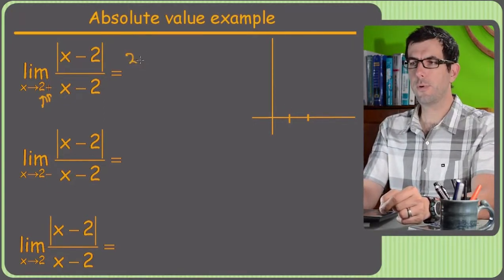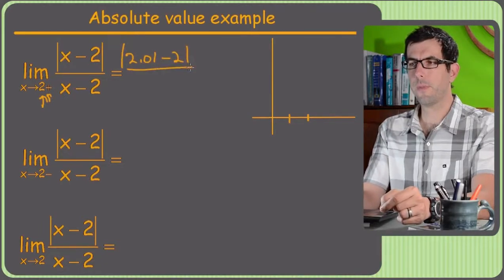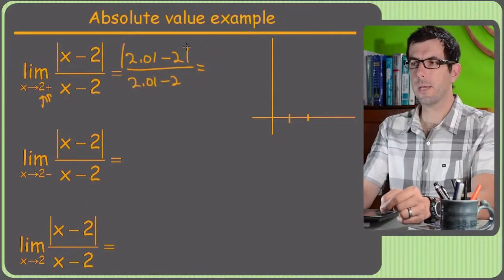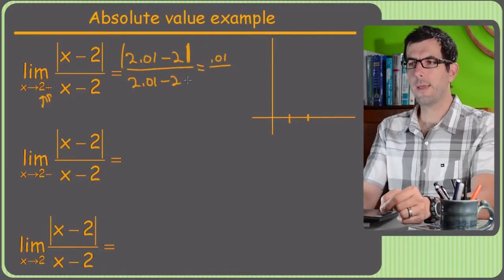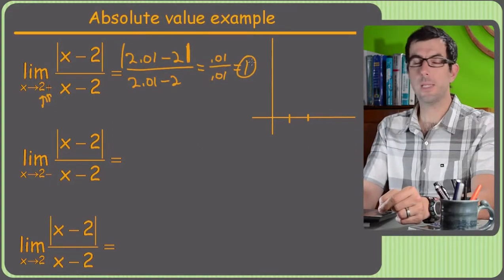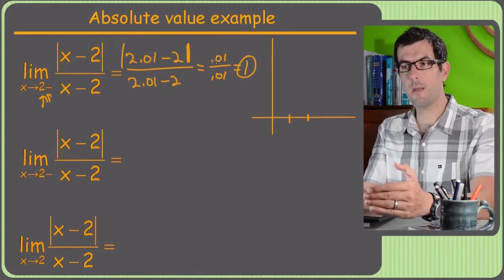So we'll plug in 2.01, absolute value 2.01 minus 2, over 2.01 minus 2. That's the absolute value sign, not 21. So 2.01 minus 2 is 0.01. And then 2.01 minus 2 is 0.01, which equals 1. All right, so the limit approaching 2 from the right is 1.